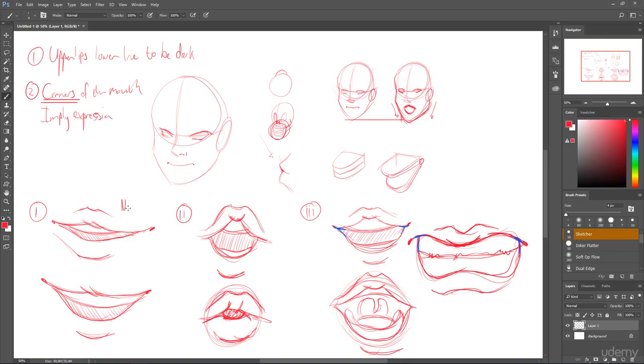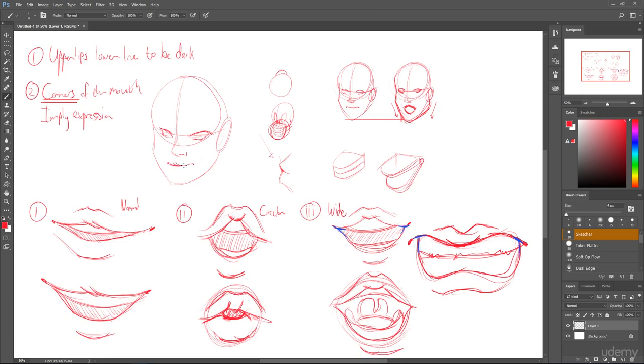So here we have normal opening. Here we have circular opening. And here we have wide opening. All right. So just going over that again, we want to keep in mind the upper lip's lower line to be dark. It's our main line read.